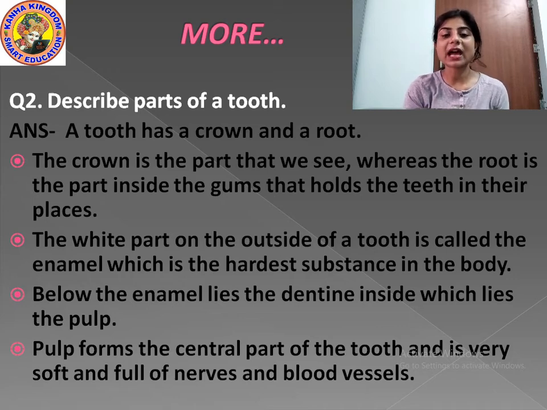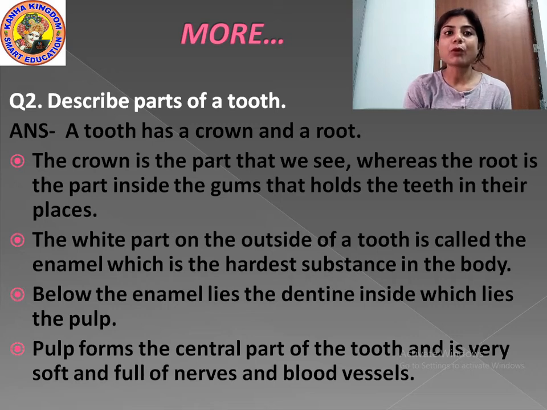Okay, I repeat the answer once again. Describe the parts of a tooth. The answer is a tooth has a crown and a root. Point number 1. The crown is the part that we see, whereas the root is the part inside the gums that holds the teeth in their places. Okay. Point number 2. The white part on the outside of a tooth is called the enamel, which is the hardest substance in the body.